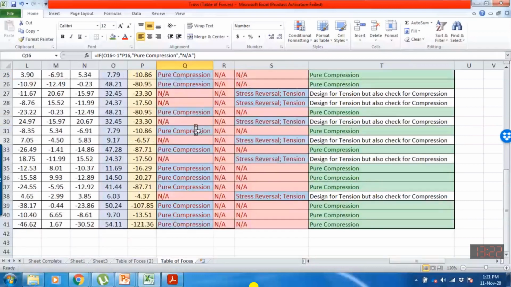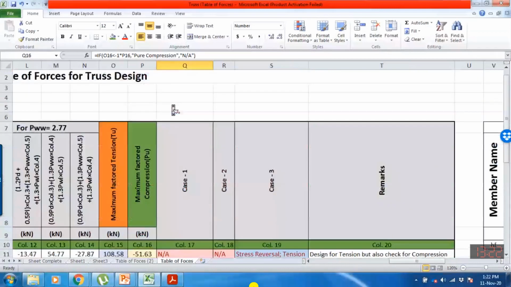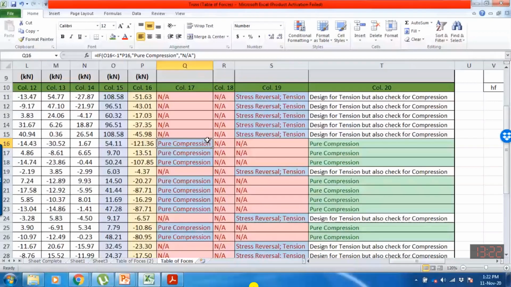Okay, in this case, you will see that this factored tensile force is less than the compressive force. So I will design this member as a pure compression member. For all the others, I will not apply this formula where I already have the pure compression.